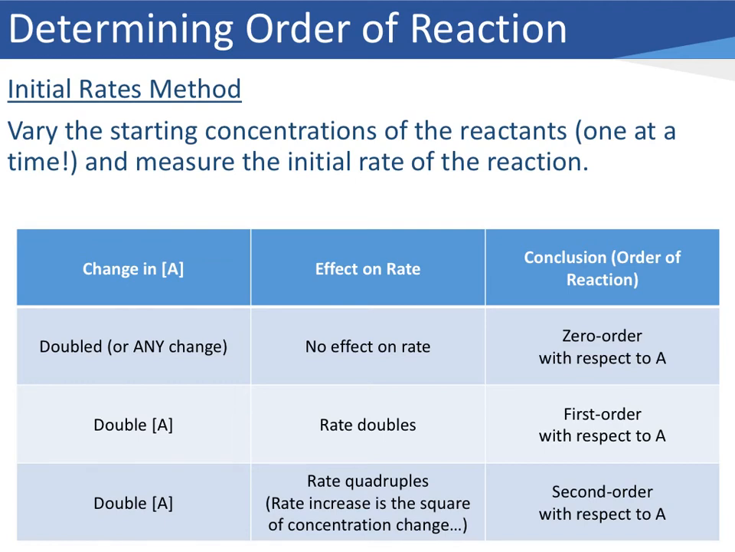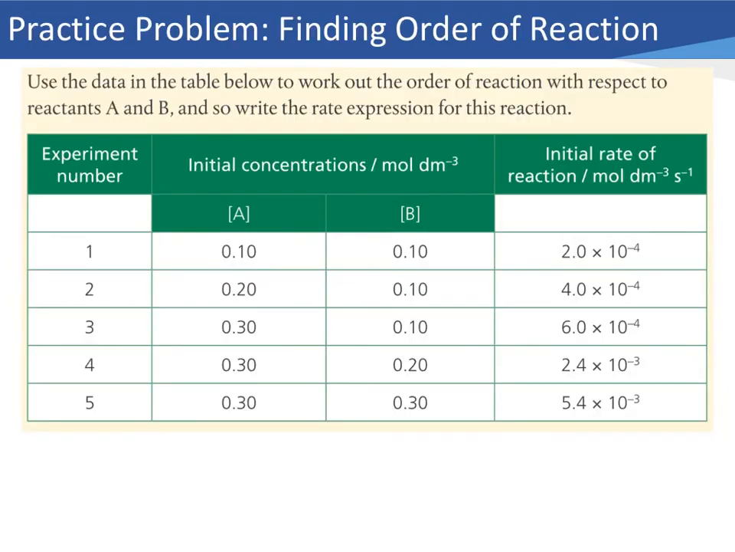So let's see if we can use this table and look at some experimental data and figure it out. Here's some experimental data. I have 5 different experiments where I vary the concentration of A and B in some generic reaction, and I'm able to calculate the rate.